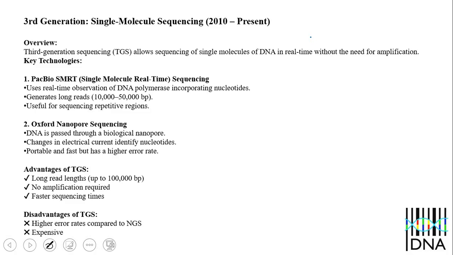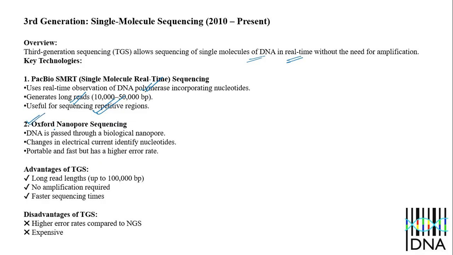Now we discuss the third generation of sequencing. This sequencing technology allows sequencing of a single DNA molecule in real time without any need for amplification. This is also an advanced, high throughput technology. First is PacBio sequencing. It observes real time polymerase incorporation. This sequencing method is very appropriate for long reads, and very useful for repeated regions. Next is Oxford Nanopore sequencing.